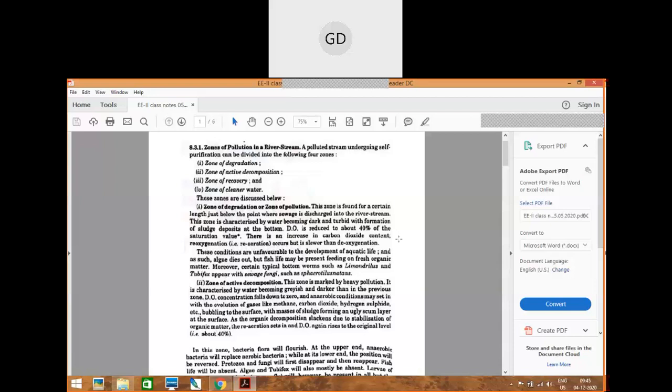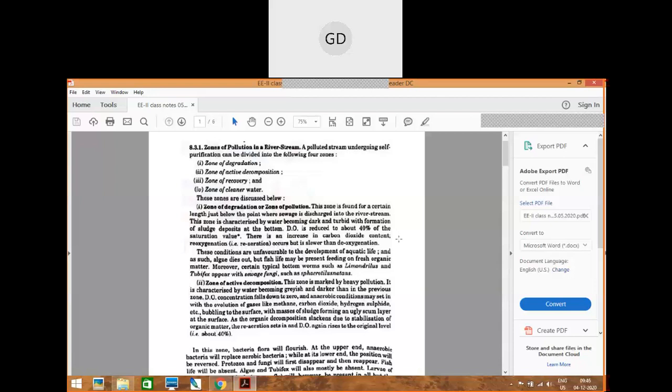Okay, and how is this zone characterized? It is characterized by the water becoming dark and turbid, with formation of sludge deposits at the bottom. If you can see those characteristics, then you can say that this zone is your zone of pollution or zone of degradation. Clear? And here the DO is what we have already learned. It is your dissolved oxygen, and I have told you how important dissolved oxygen is for aquatic life, isn't it?